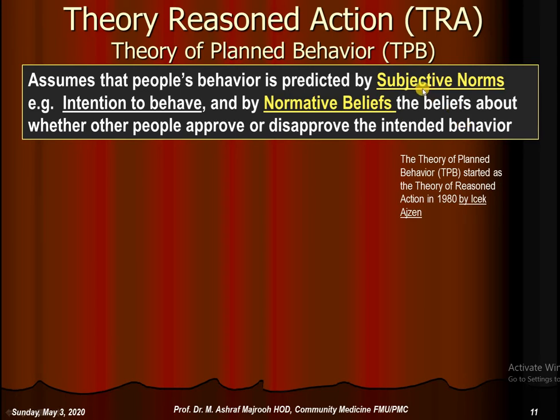So this model is basically based on two things. One is the subjective norms, meaning the intention of the person to perform a certain behavior, and the other pillar is the normative beliefs, that means how other people perceive that behavior. So these two things will model this behavior, and this theory was put forward by Ajzen and Fishbein in 1980.